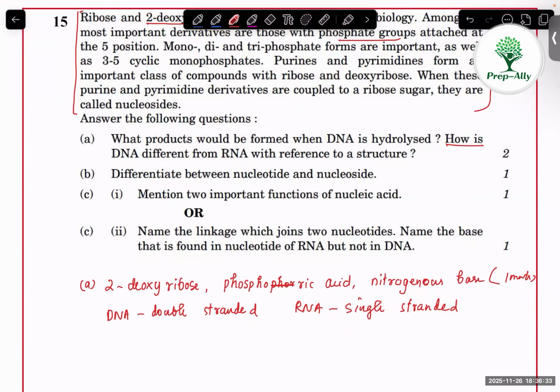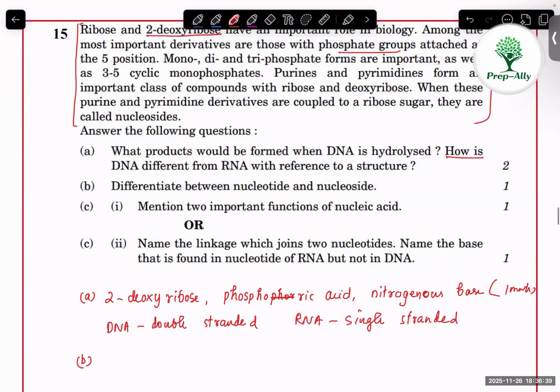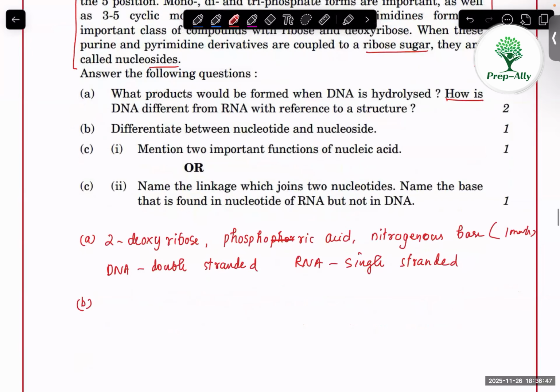And the B part differentiates between nucleotide and nucleoside. Here this is given in the paragraph itself. When these purine and pyrimidine derivatives are coupled with ribose sugar, they are called nucleosides. So nucleoside means you are having only a sugar, it can be a pentose sugar only. It can be ribose or deoxyribose. Pentose sugar plus nitrogenous base, you will be getting nucleoside.